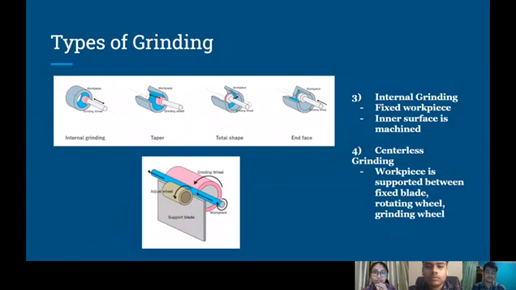The third type of grinding process is internal grinding. In this process, the workpiece is fixed and the inner surface of the workpiece is machined with a rotating wheel. And the last is centerless grinding. In this process, the workpiece is supported between a fixed blade, a rotating adjusting wheel and a grinding wheel. Next, the grinding process will be explained by Sandy.